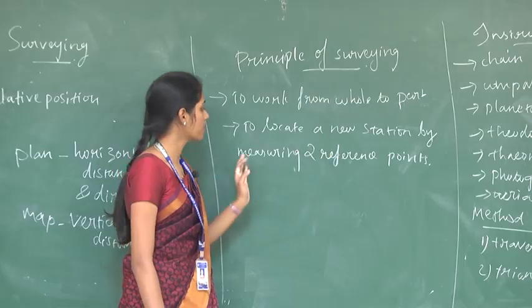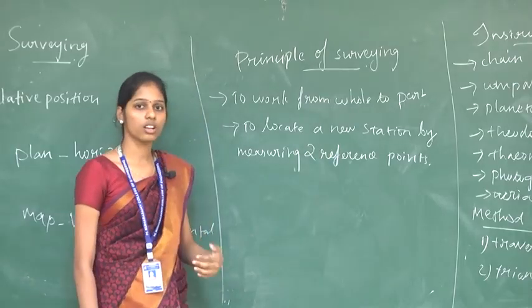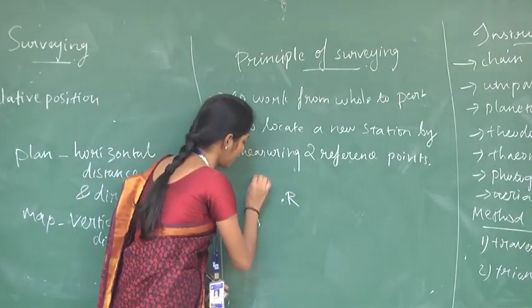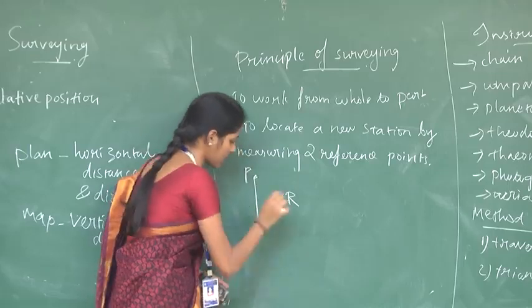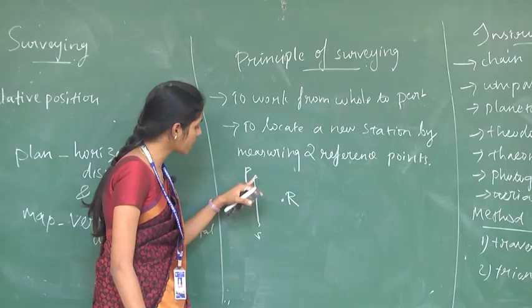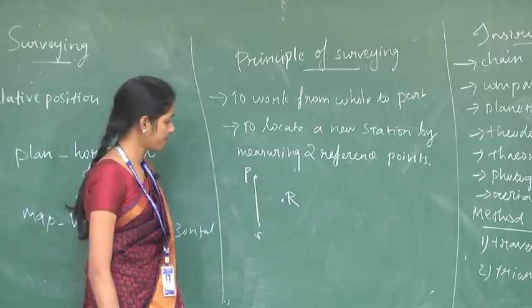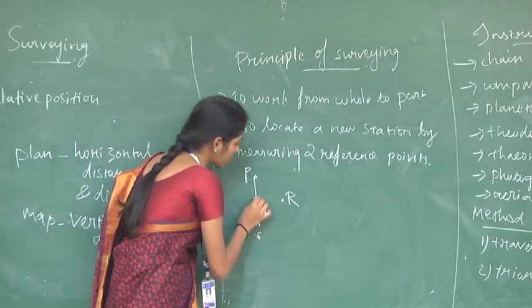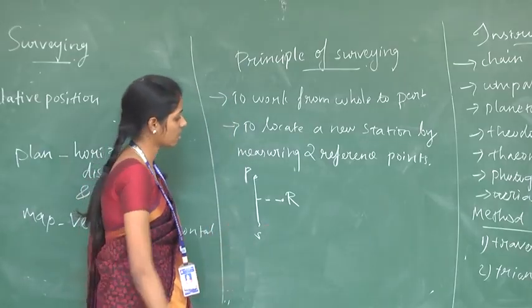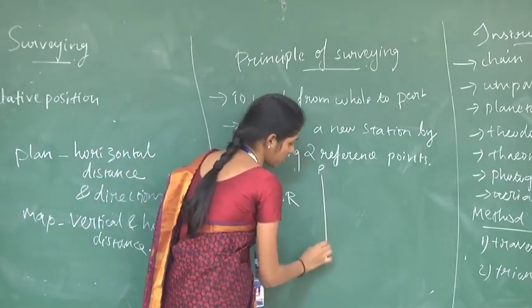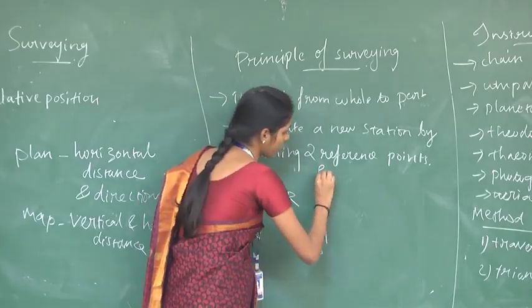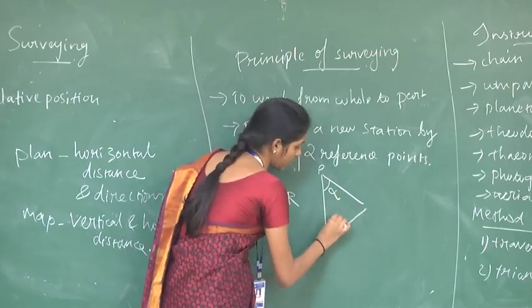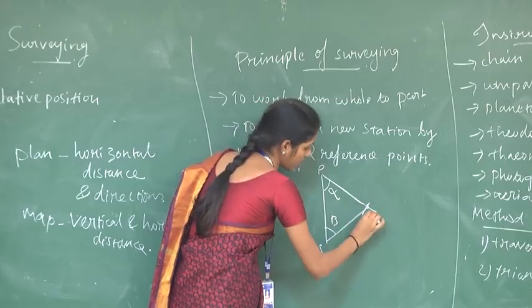To locate a new station by measuring two reference points. For example, we are in need to mark a point R in the field. The points P and S should be marked before. The distance between P and S should be measured. And we can follow several methods. For example, we can draw the perpendicular offset from the line PS, or else we can measure the angular distance between P to R. For example, alpha is the angle at P to R, beta at S. These two angles intersect at a point R.